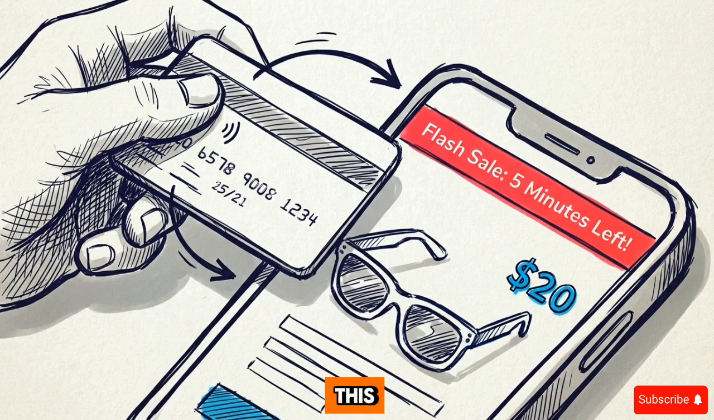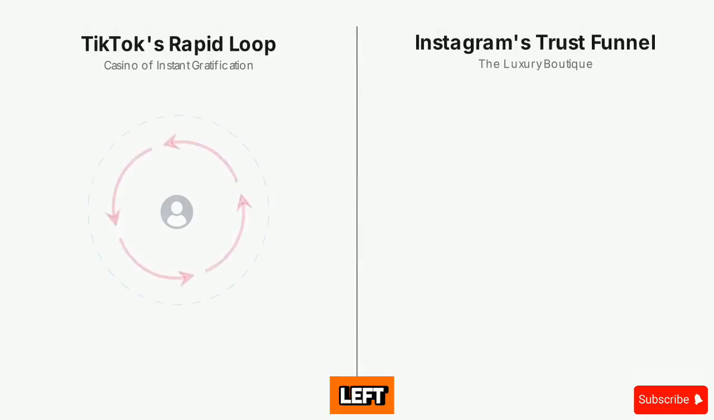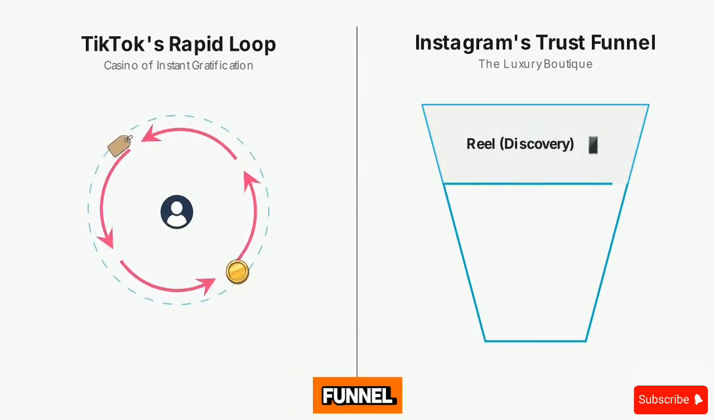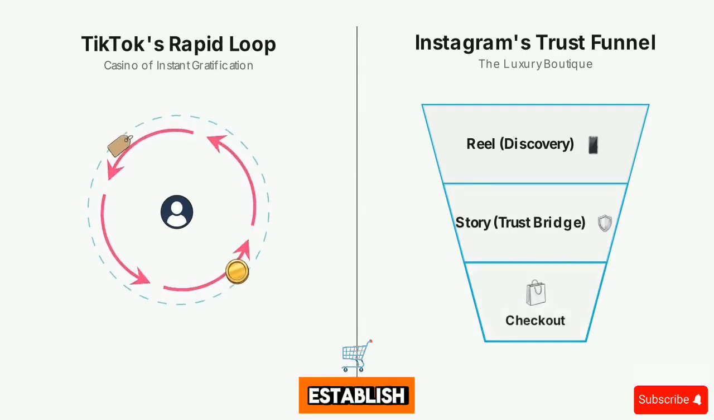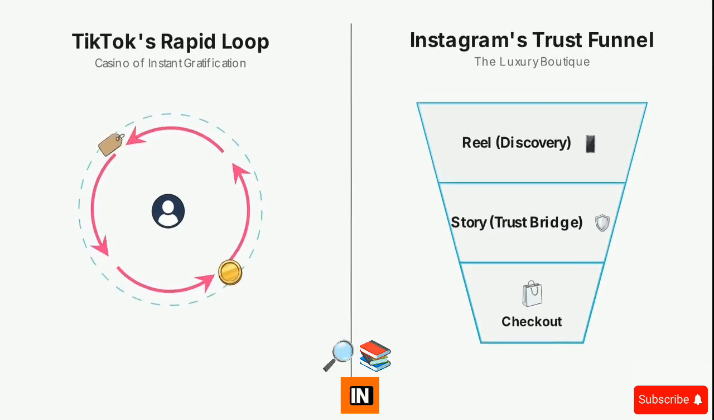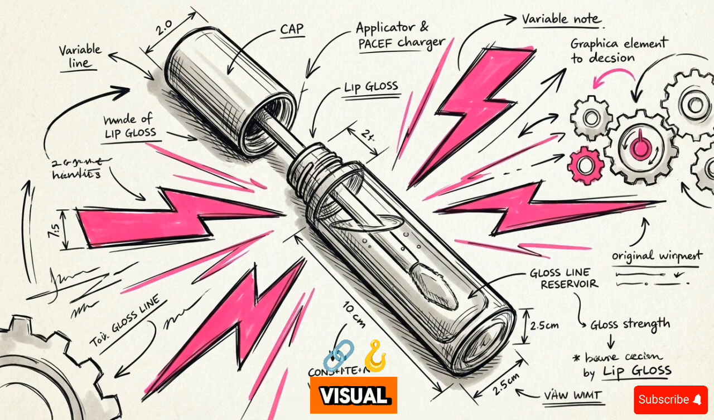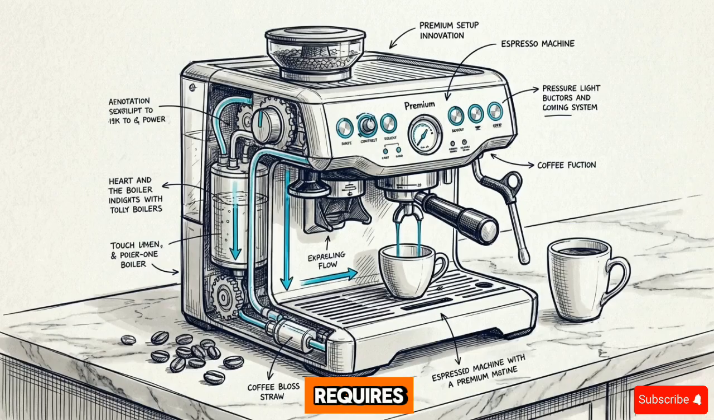This diagram illustrates the divide. On the left, TikTok's rapid loop. On the right, Instagram's curated trust-building funnel, prioritizing premium realism to establish consumer confidence. Zooming in, this structure moves users from a reel down into a story and finally to checkout, converting high-ticket items. If your product relies on an immediate visual hook and a low price point, it belongs in the high-speed feed. If it requires an established narrative and customer trust to justify the cost, it goes through the visual funnel.